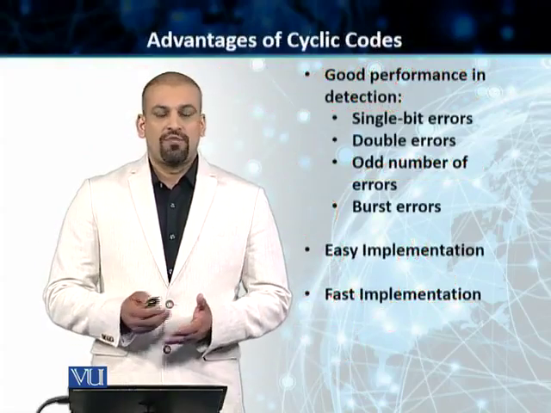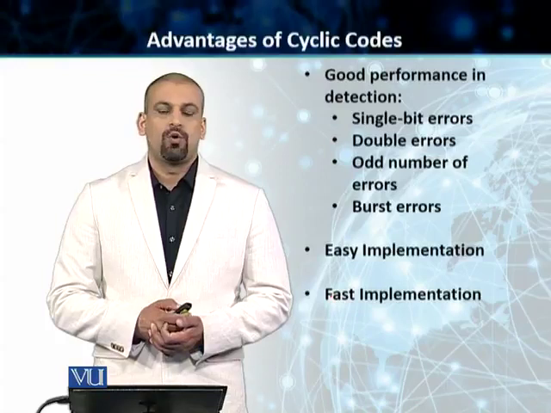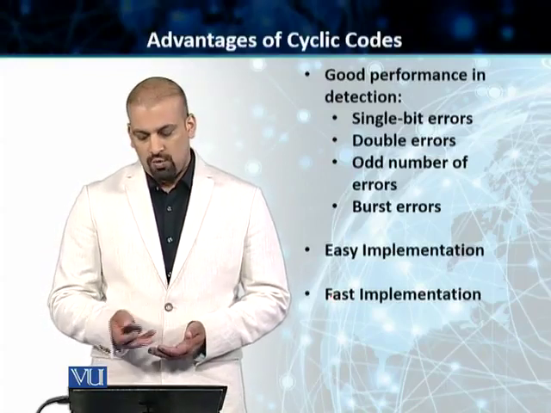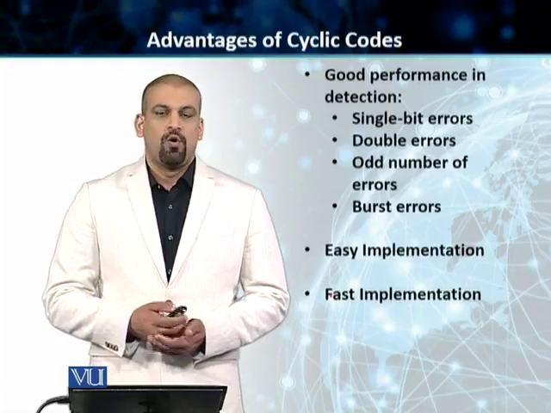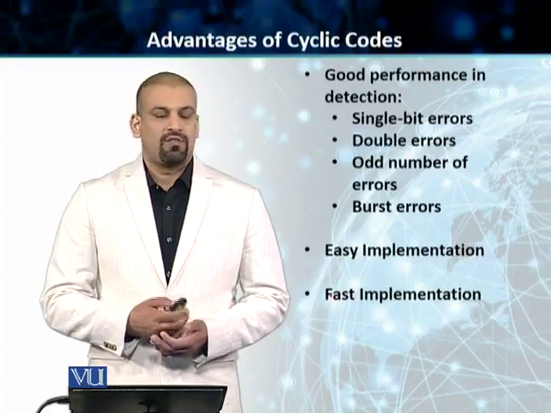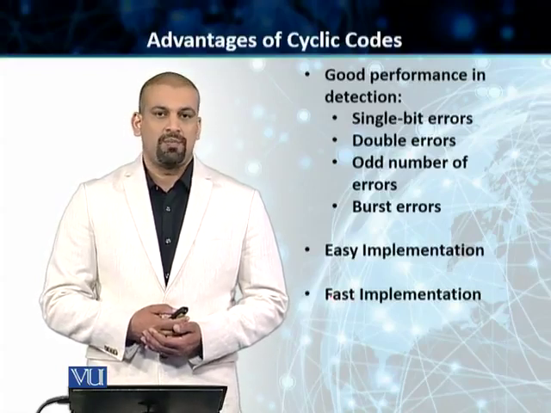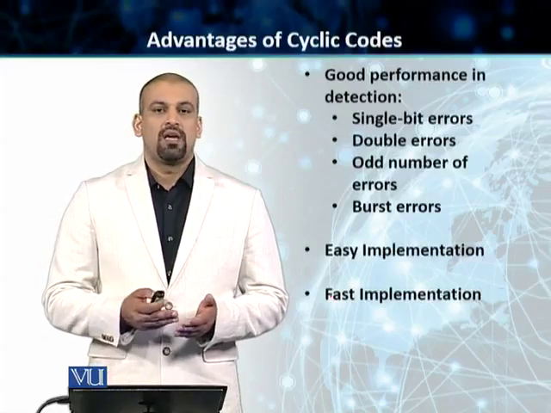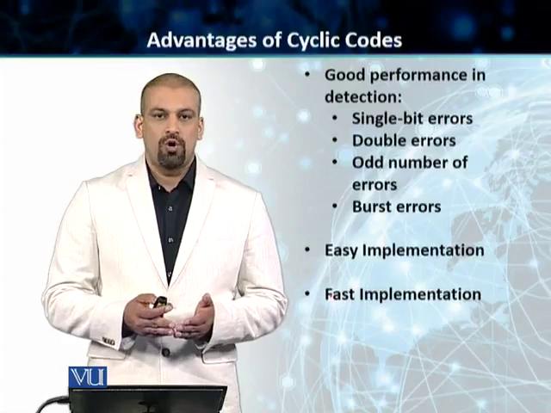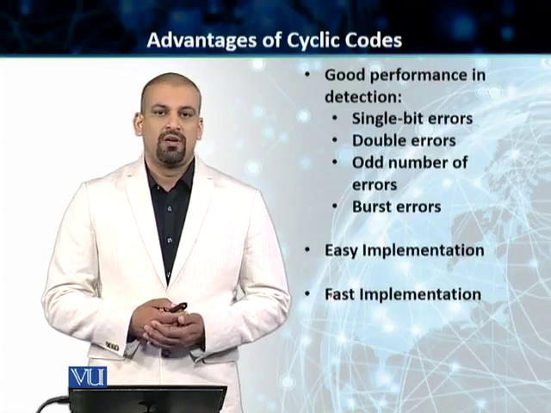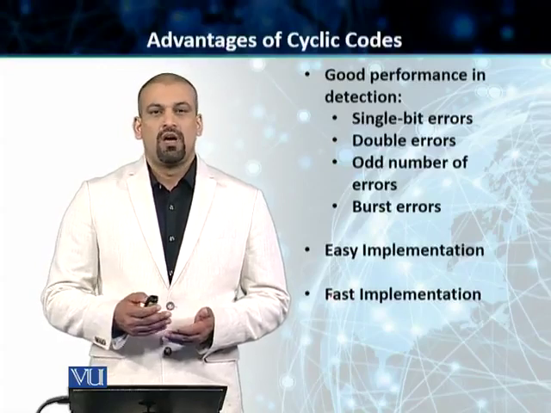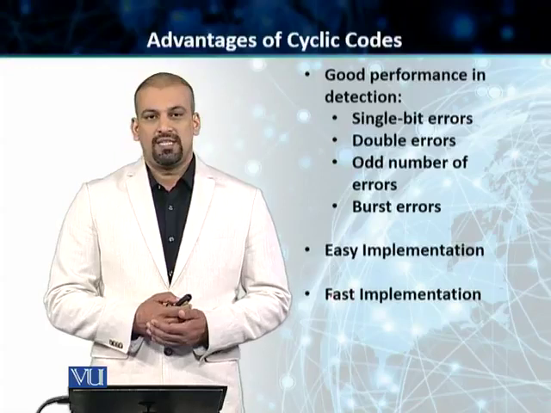So some of the advantages of the cyclic codes. First of all, CRC specifically is by far the best code that we have got to detect single bit errors, double errors, odd number of errors, and burst errors. Students, another advantage, one of the big ones, is the easy and fast implementation. I showed you that in hardware terms, implementing an exclusive OR or XOR function is very trivial, which makes the implementation of CRC or the cyclic codes very cost effective and easy.